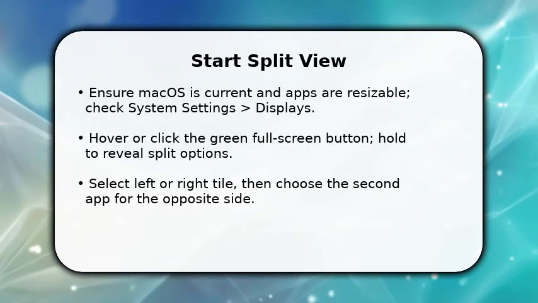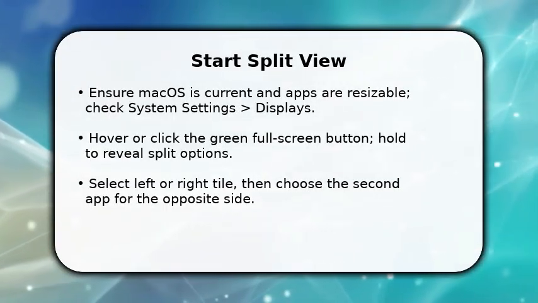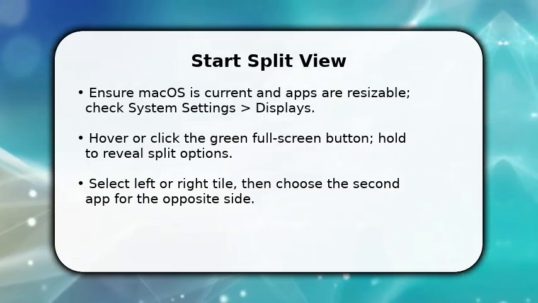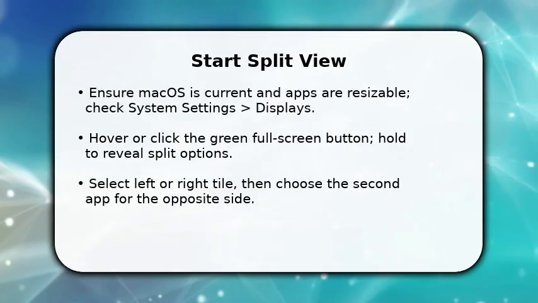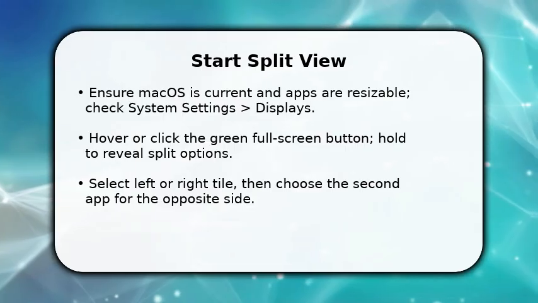You're starting Split View now. First, confirm both apps are open and resizable, and that macOS is updated so tiling works reliably. Hover over or press and hold the green full screen button in the window's top left corner to reveal the tile choices, then pick left or right.